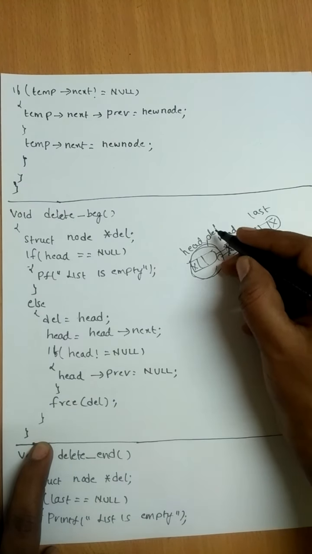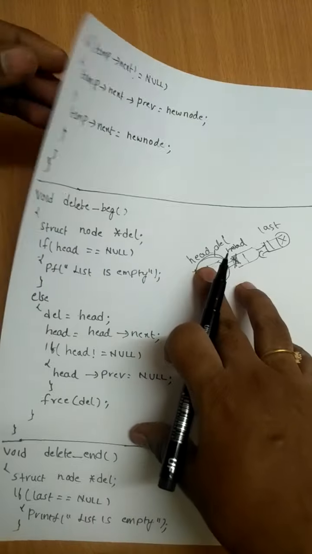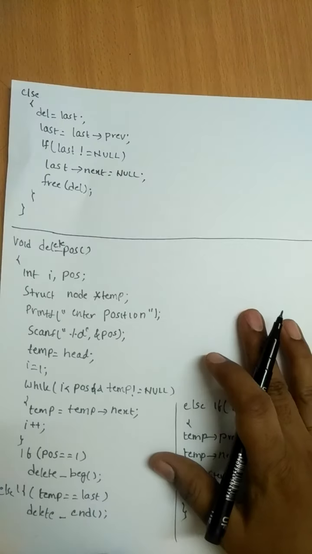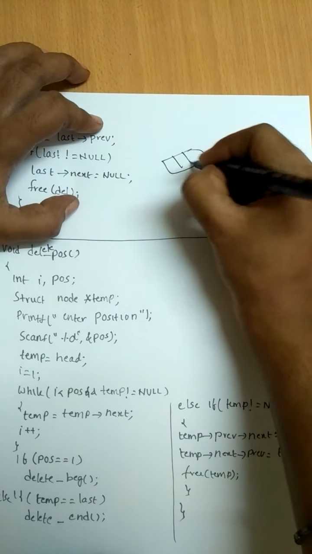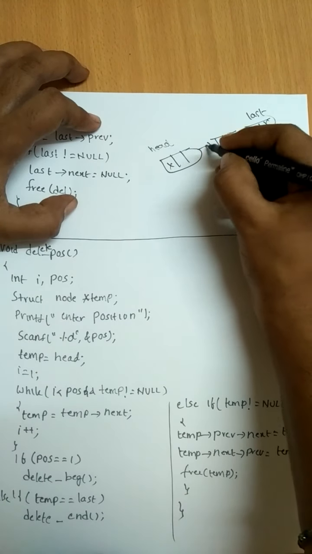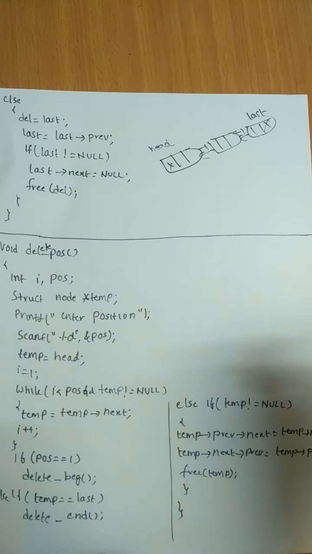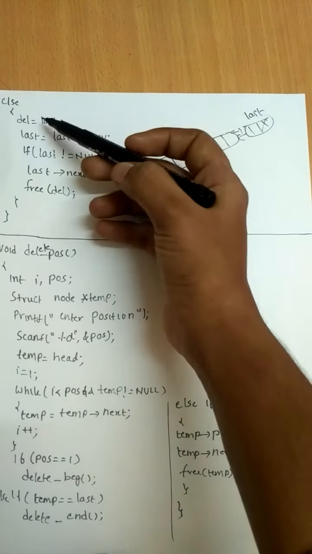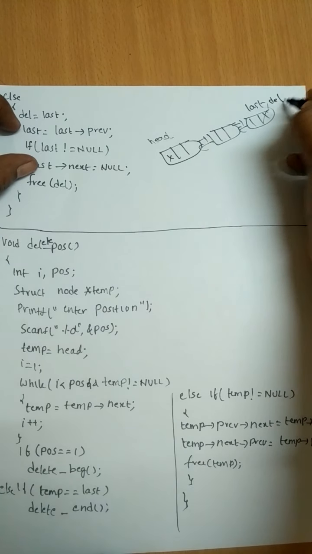Next, how to delete from the end. Same procedure. This is the head node and this is the last node. This is null, this is null. What we have to do: declare a temporary node delete and check last for null. If last is null, it means no nodes are in our list, the list is empty. Otherwise, assign delete to the last node address.